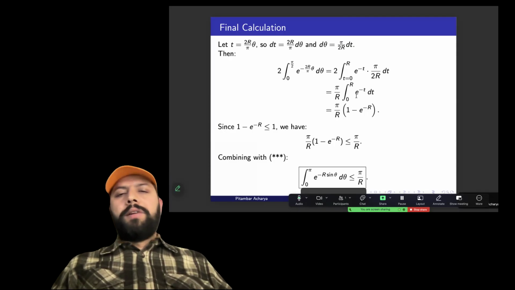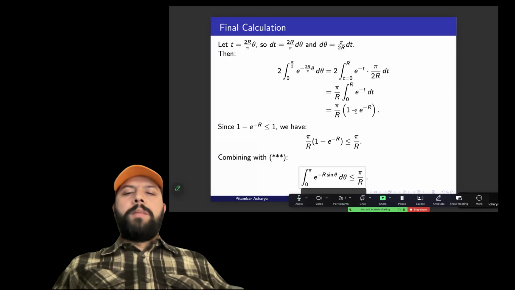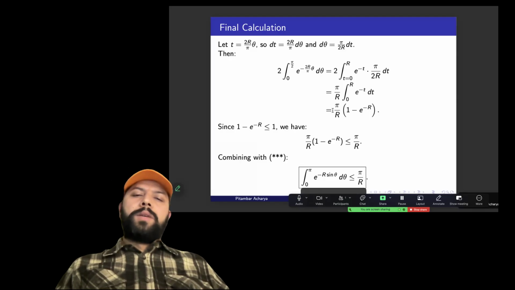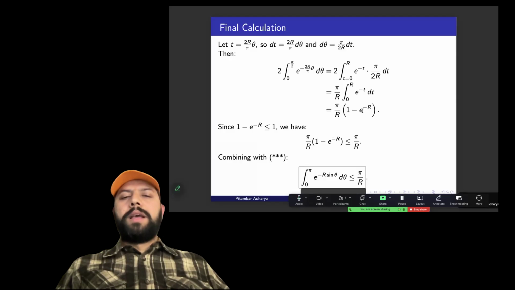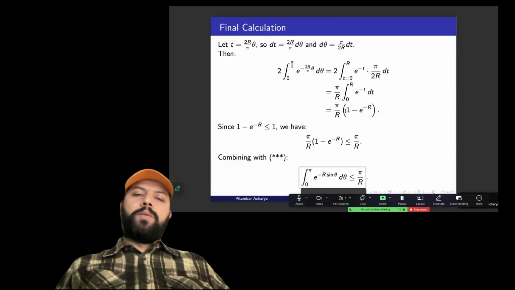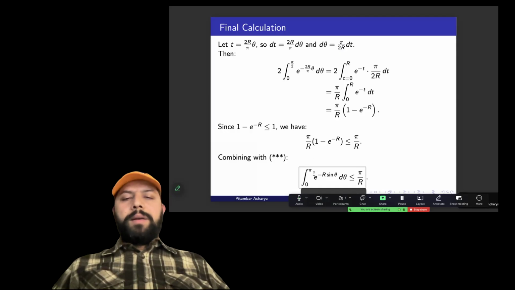So by integrating e to the negative t over negative 1 and taking the limit, we have pi over r multiplied by 1 minus e to the negative r. As we know, 1 minus e to the negative r is always less than or equal to 1. So we have this inequality. That's why this total value will be less than or equal to pi over r. So our initial integral will be less than or equal to pi over r.